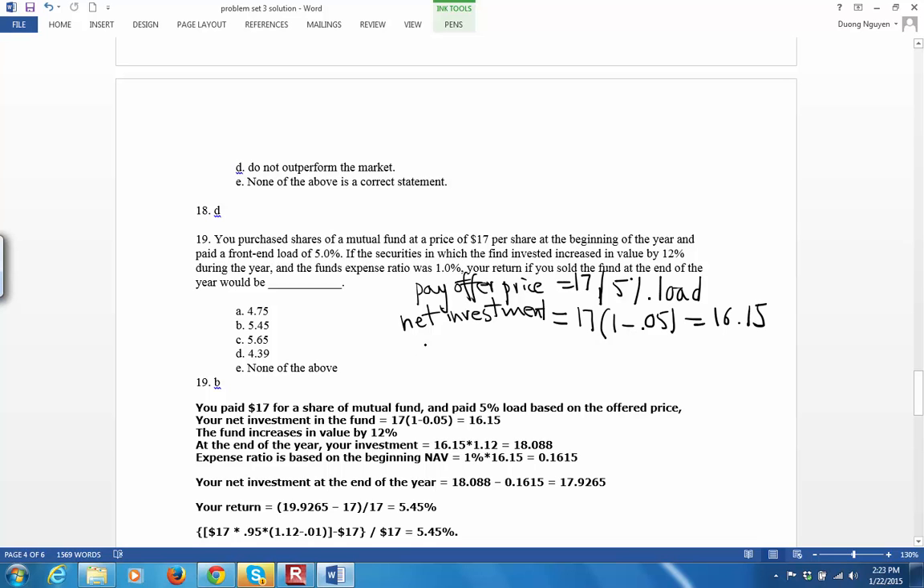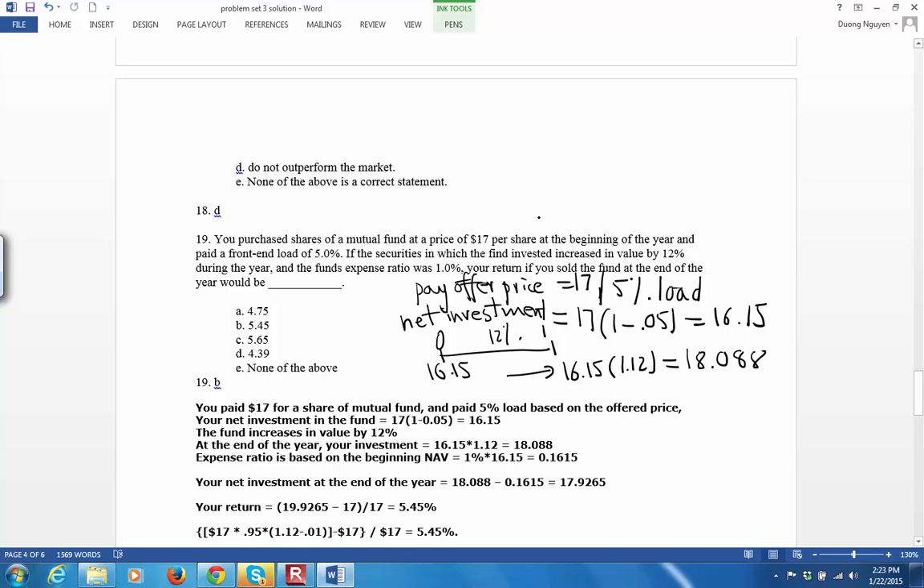Okay, the fund increased by 12%. So your net investment at the beginning of the year is 16.15. At the end of the year it increased by 12%, so your net investment will increase to 16.15 times 1.12, which equals 18.088. However, you have to pay the operating expense of 1%.